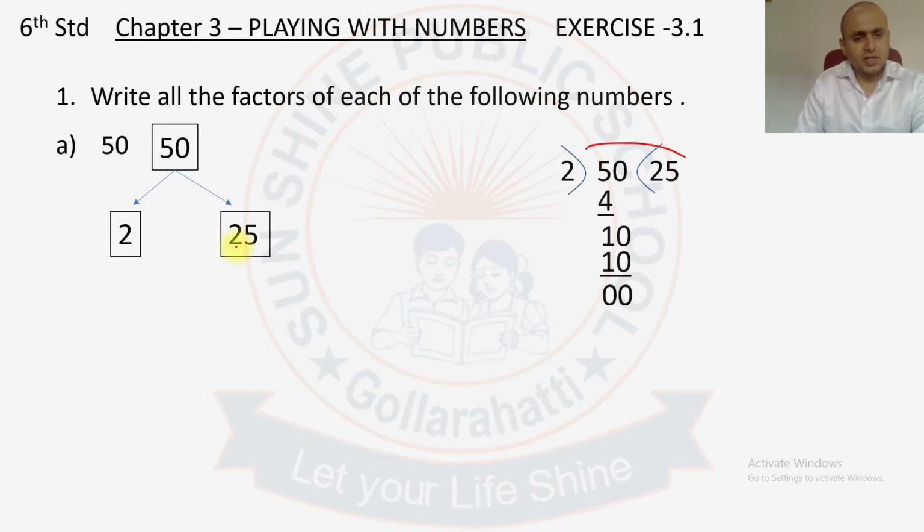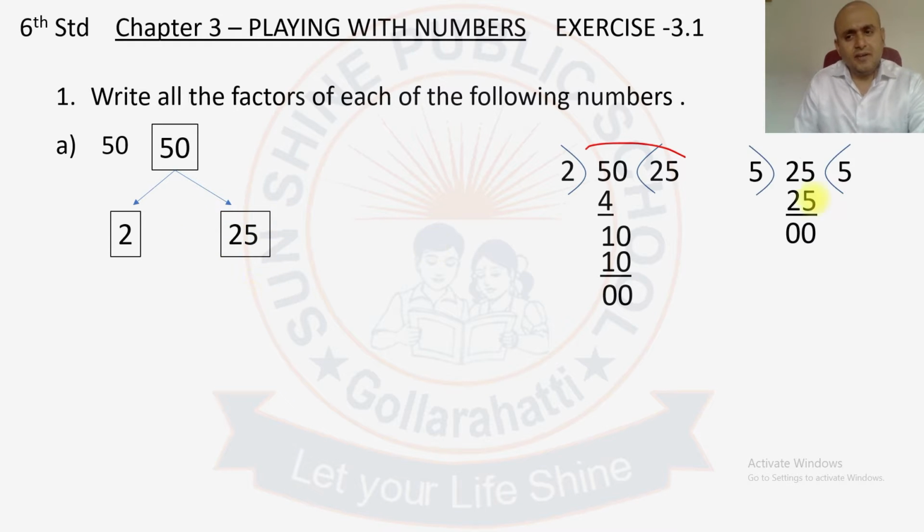So these are all factors. 2 and 25 are factors. And 25 we can simplify further, that is by dividing by 5. So 5 5s are 25. That means when we divide 25 we get 5 5s are 25. So now we can't simplify 5 or 5. This 5 can't be simplified, and this 5 can't be simplified either. Except 1, it is not divisible by any other number. So these are the factors.